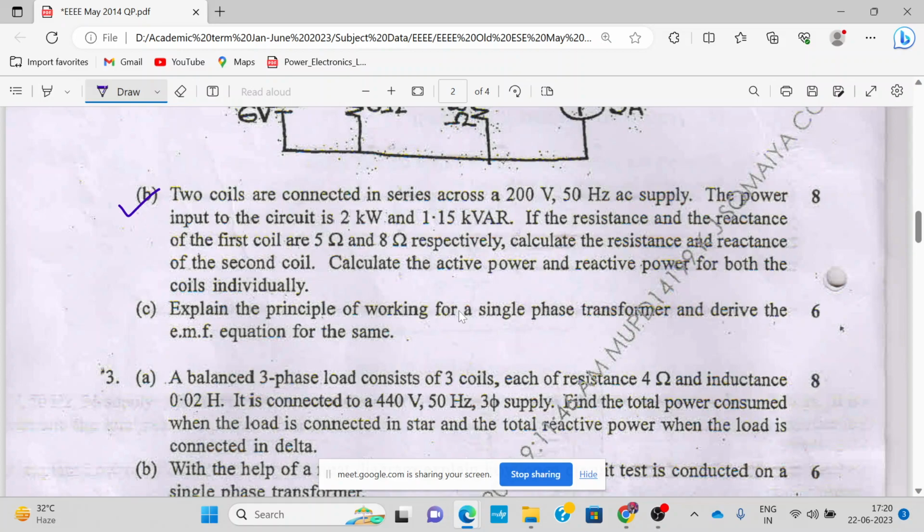Okay, if the resistance and the reactance of the first coil are 5 ohm and 8 ohm, calculate the resistance and the reactance of the second coil. Alright. Calculate the active and the reactive power for both the coils individually.